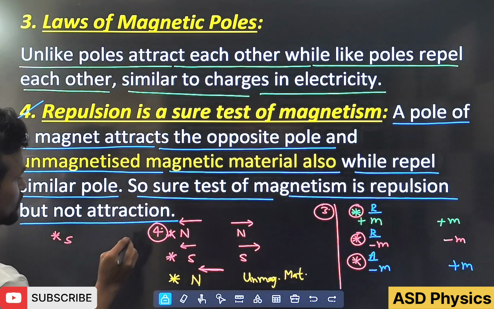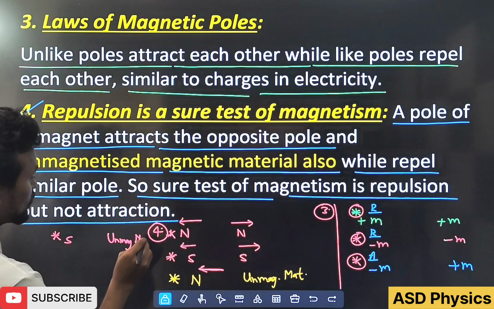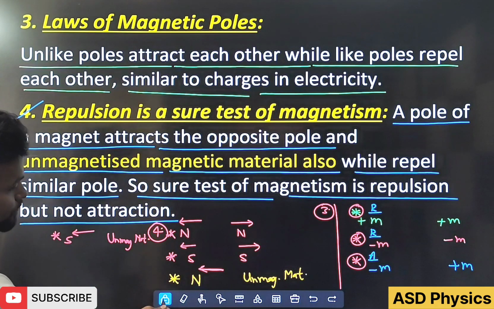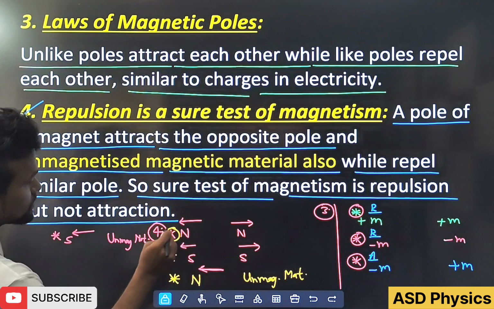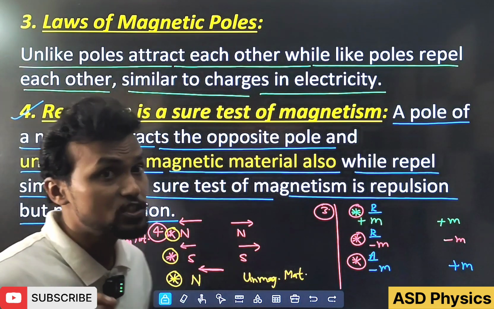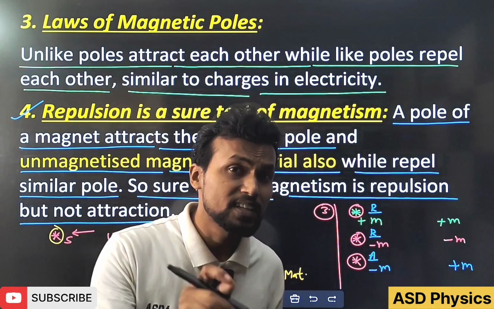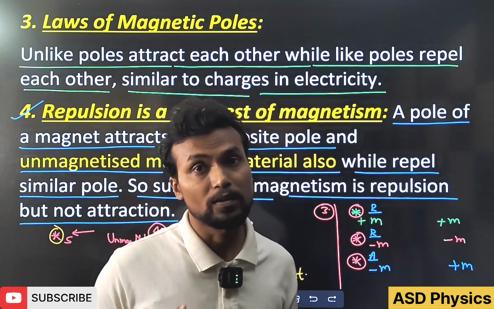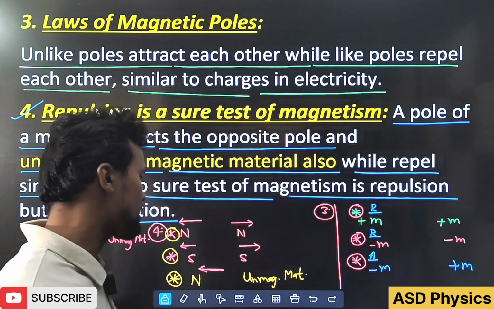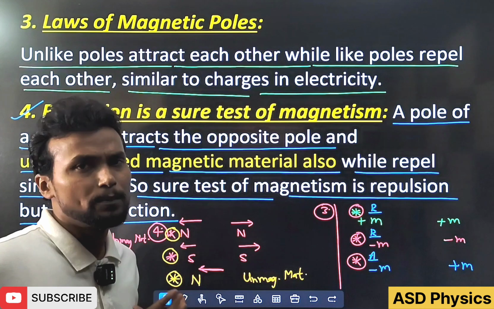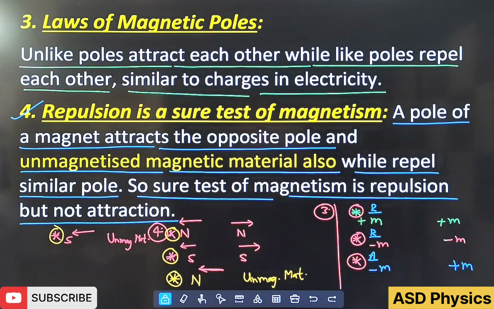Even if this is the south pole and here we take unmagnetized material, here also attraction is possible. So remember what this point is telling: repulsion is a sure test of magnetism. When repulsion is happening, only then can we tell the material has magnetic property. Attraction, why not? Because attraction can happen between the unmagnetized material and the pole of the magnet also. Remember that.